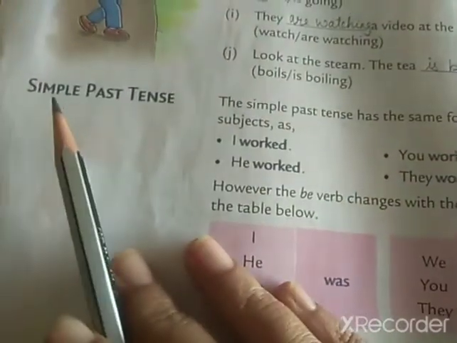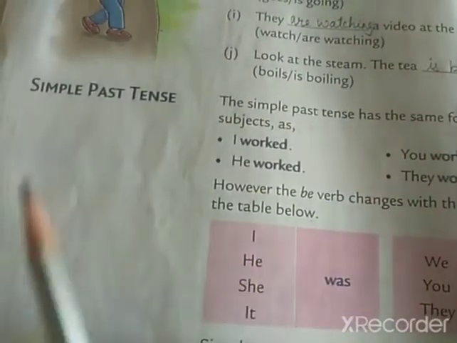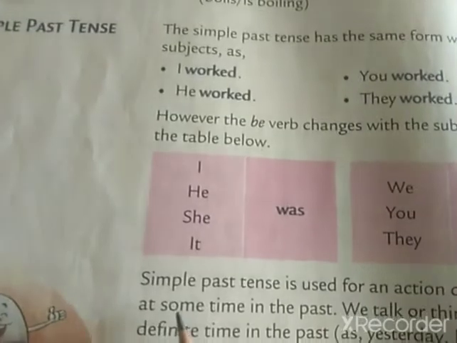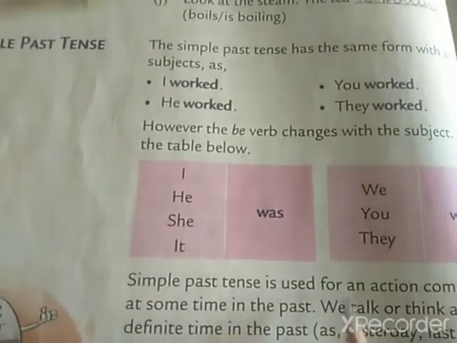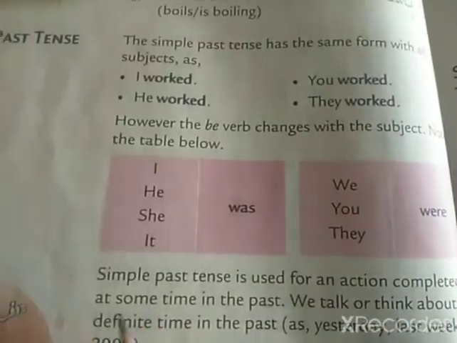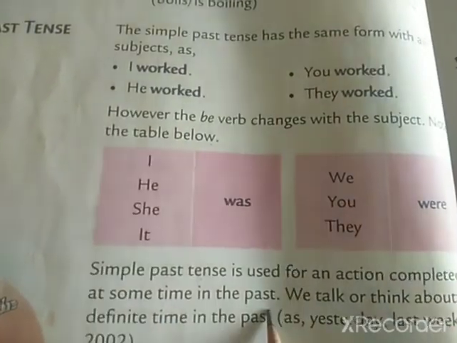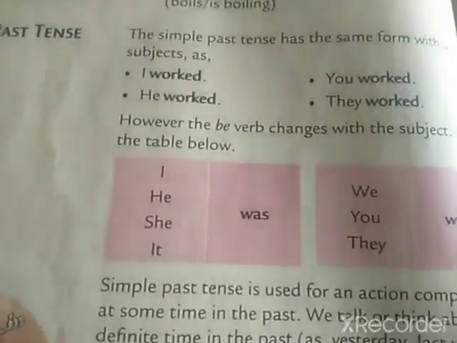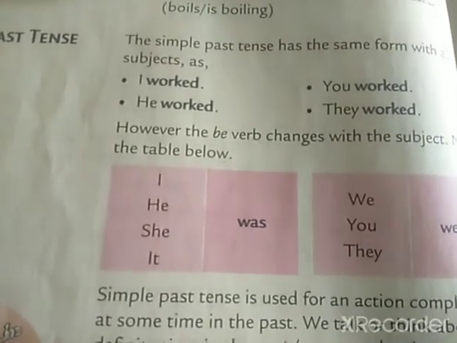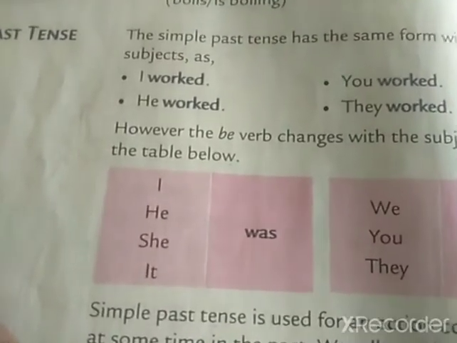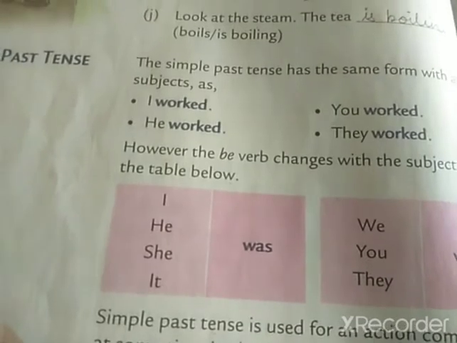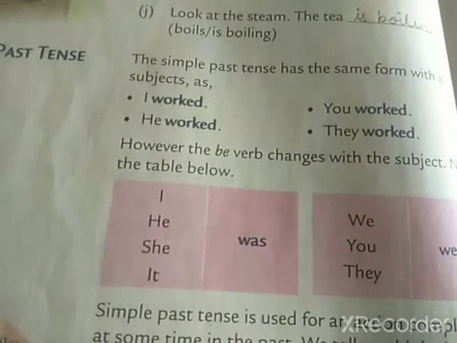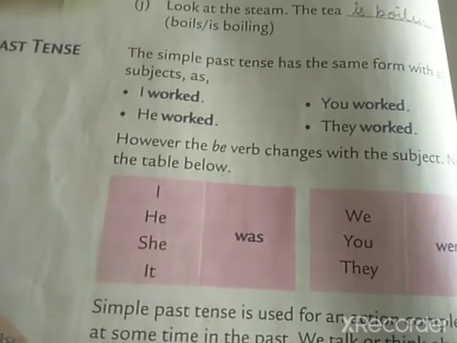Children, now we will see what is simple past tense. Simple past tense is used for an action completed at some time in the past. Means children, the action which is performed in the past, at that time we use simple past tense. We use the form of the verb which is in past form.